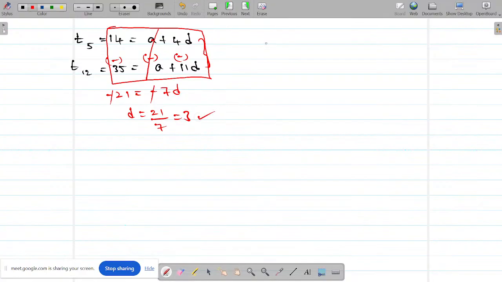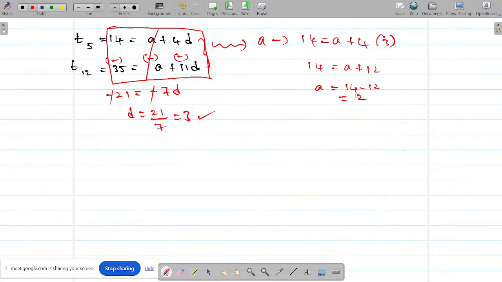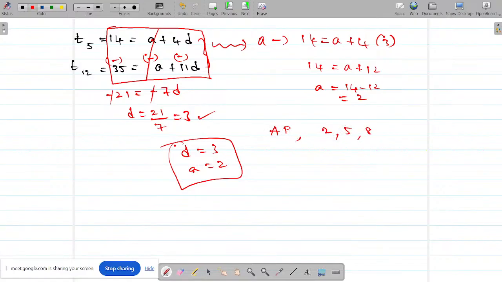What is A? We can substitute over here. 14 is A plus 4 into 3. So 14 is equal to A plus 12, and A is equal to 14 minus 12, which is 2. So the D value is 3 and the A value is 2. Now tell me, what is the progression? What is the AP? 2, 5, 8, 11.